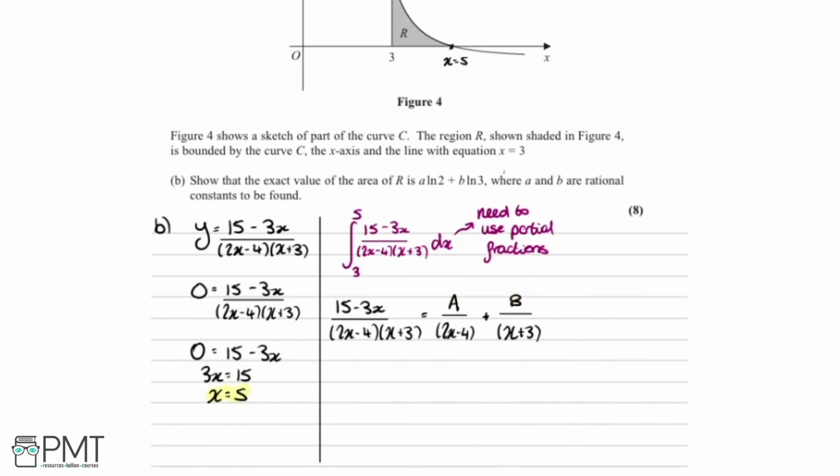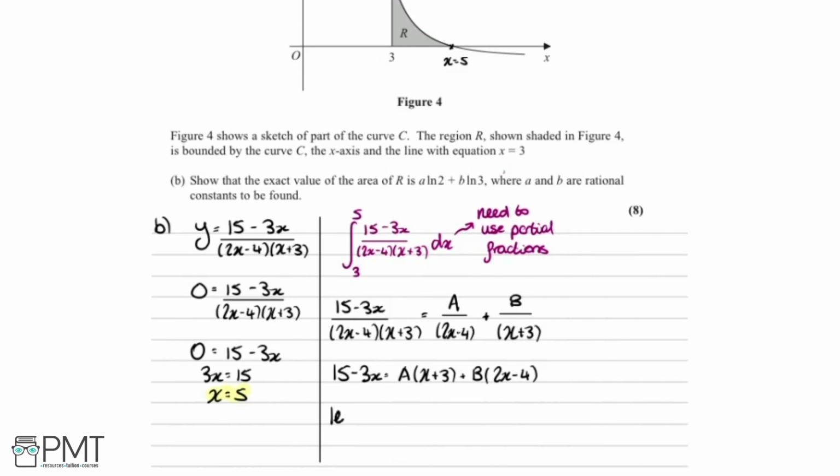So what we're going to do is multiply both sides through by the denominator. This means it cancels out here, so we just get 15 minus 3x. These brackets will cancel, so we'll just get A multiplied by (x plus 3). And these brackets will cancel here, so we'll just get B multiplied by (2x minus 4). So now we're almost there working out what A and B are. We're going to take a couple of steps.